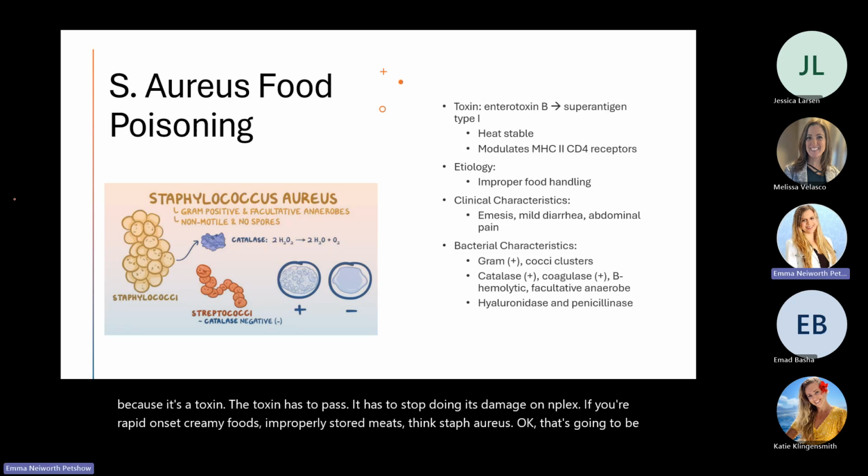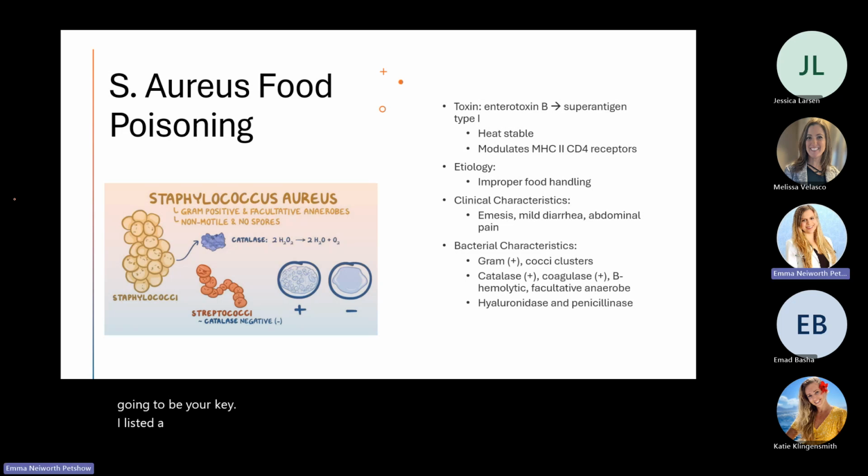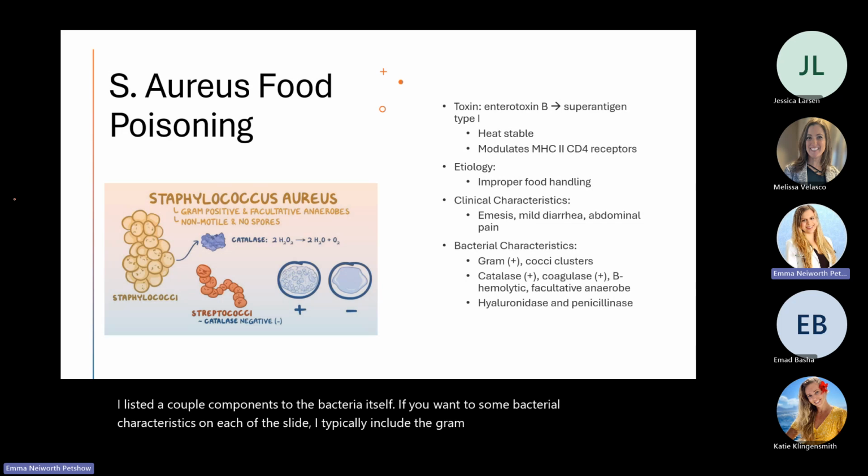I listed a couple components to the bacteria itself, some bacterial characteristics on each slide. I typically include the gram, the morphology, and then some of the microbial components, like is it catalase positive? What does it like to do with oxygen? Does it have any hemolysis effects? And then sometimes I'll list any special virulence factors. So that's what this last section is. I may or may not always mention these, but they're always here on these slides.